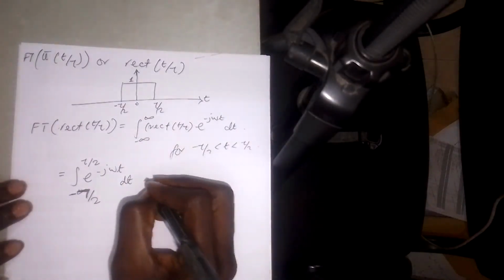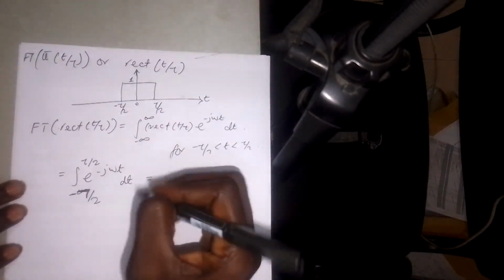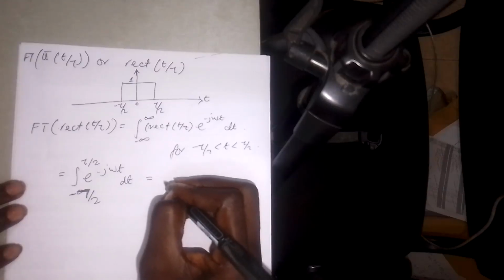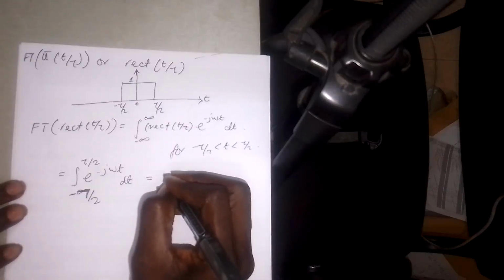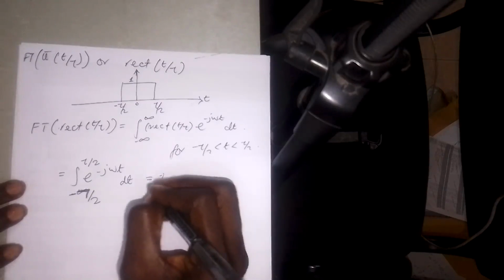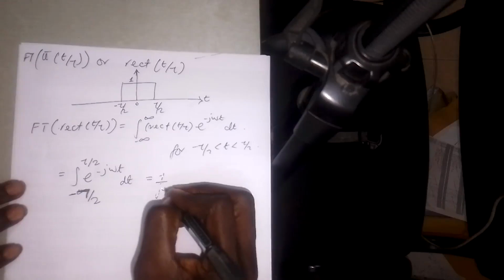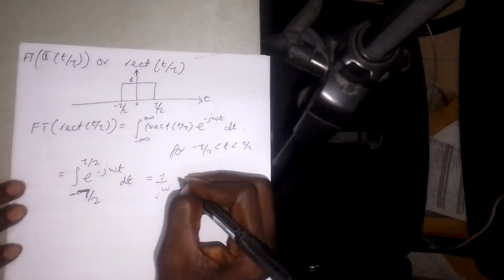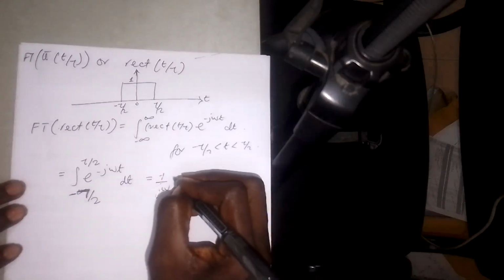If you do your integration, then you're going to have minus 1 over j omega, into what?